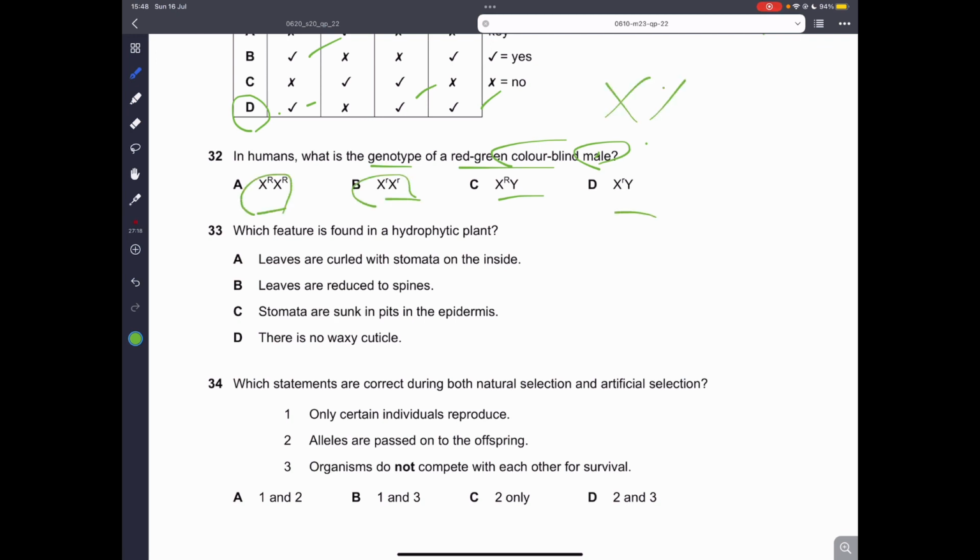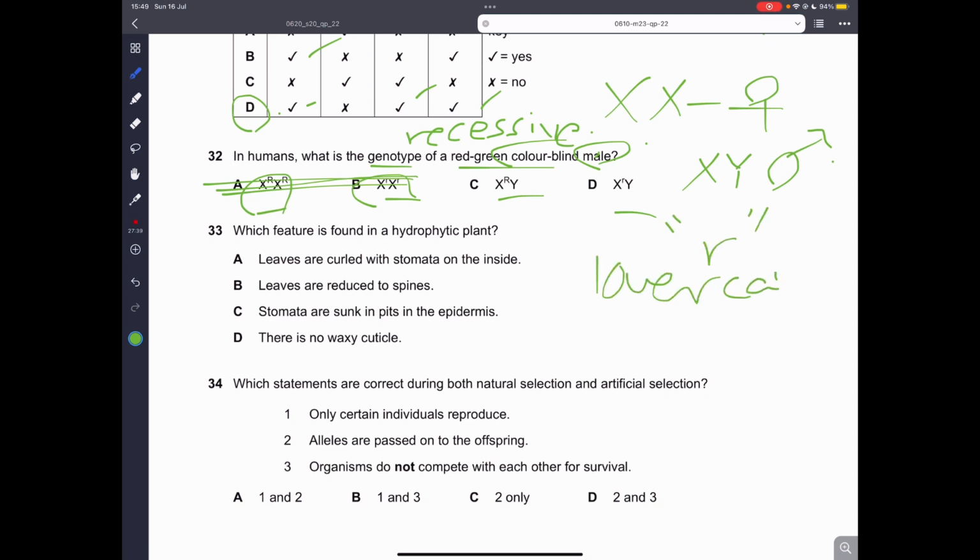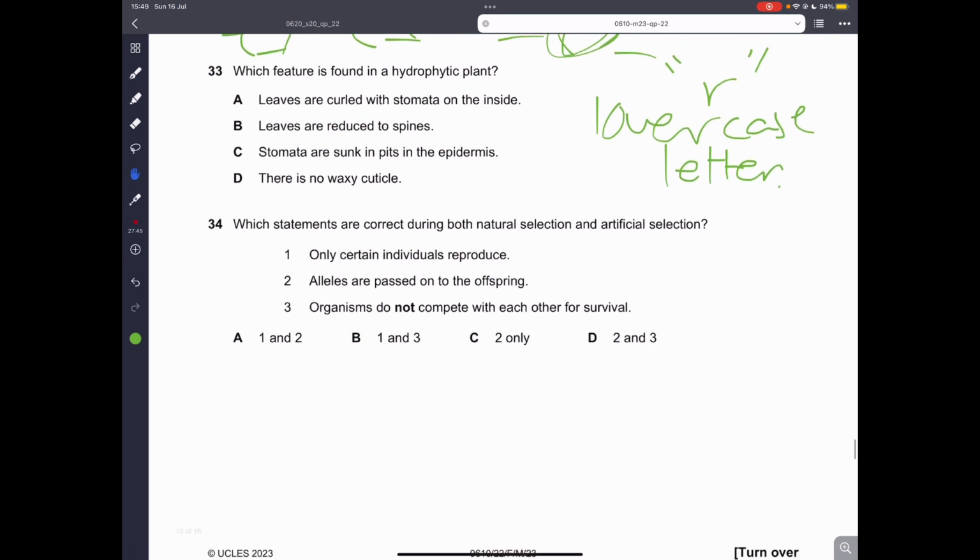XX is female. Remember, XX is female. Y is male. So A and B cannot be the correct answer. And remember, the red-green colorblind disease is a recessive gene. It is caused by a recessive gene. And recessive genes, they are usually written in lowercase letters. So in this case, small r. Therefore, D is the correct answer.